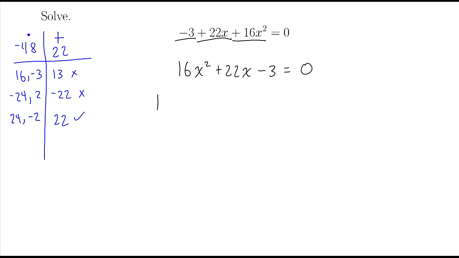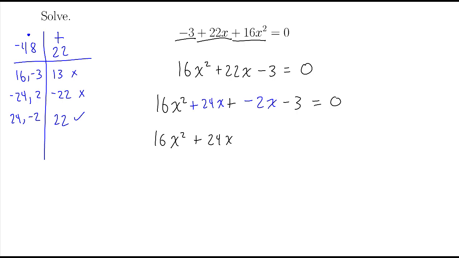Okay, so bring down 16x squared, bring down the minus 3 equals 0, and I'm going to put in plus 24x and plus negative 2x. Okay, that splits up the 22x. 24x plus negative 2x is 22x. Okay, good. So now I'm going to rewrite this a little bit neater, so that I can group together my first two and my last two terms. 16x squared plus 24x, negative 2x minus 3.